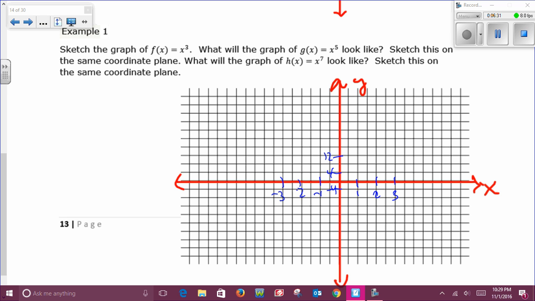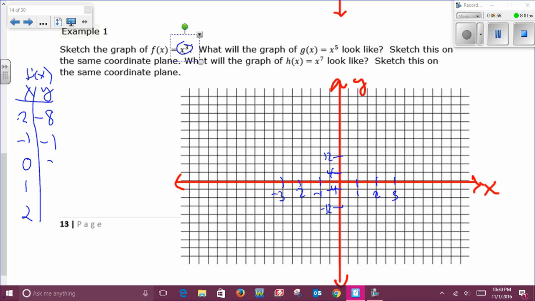negative 4, negative 12. And this is f of x. And so negative 2, negative 1, 0, 1, and 2. So if I put in negative 2 in x cubed, I will get negative 8. If I put negative 1 in, I get negative 1. 0 is 0, 1 is 1, 2 is 8.